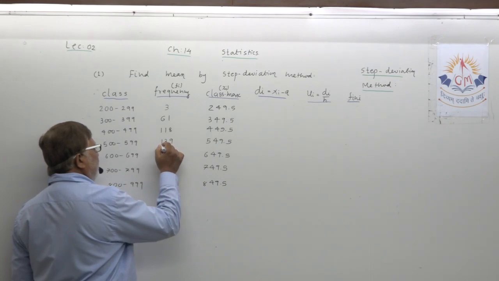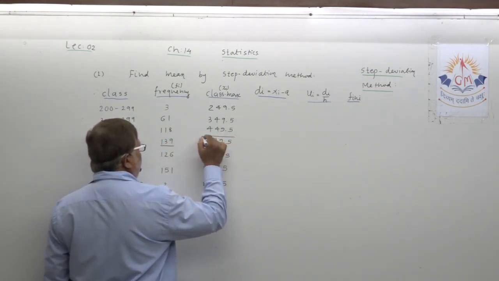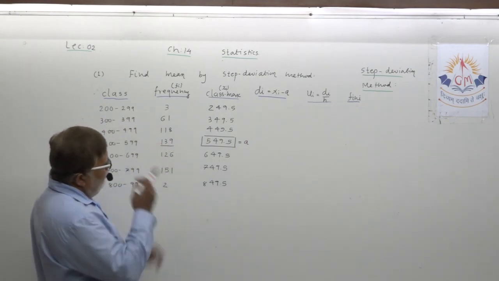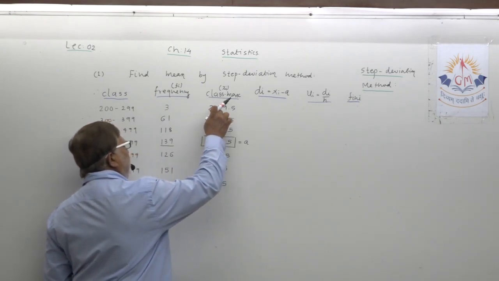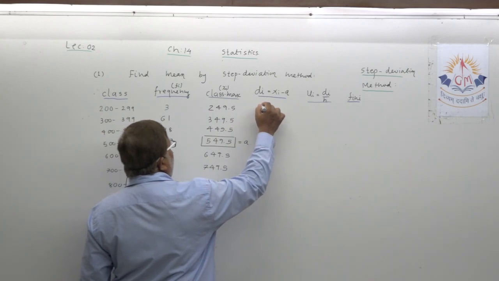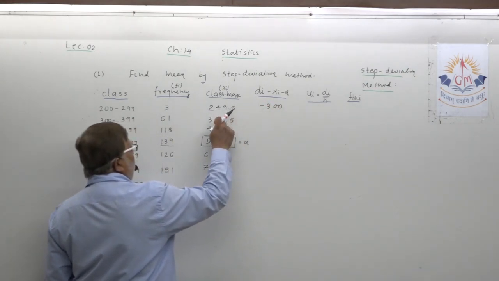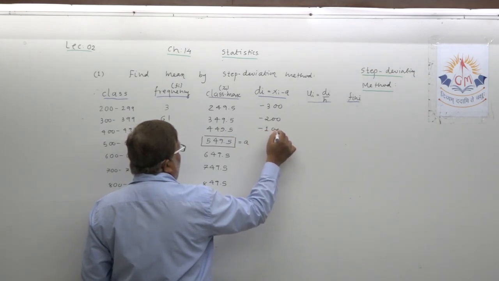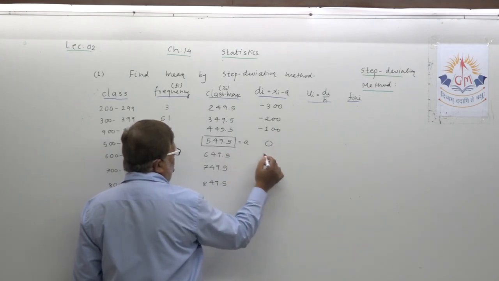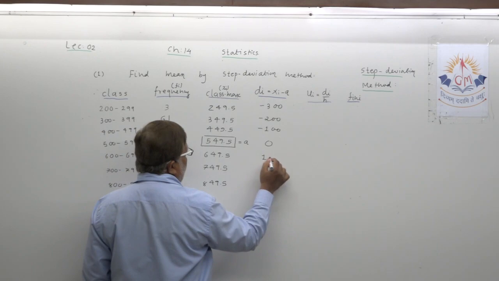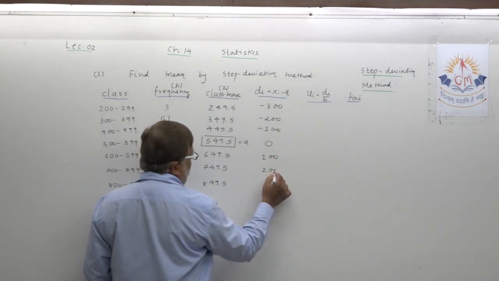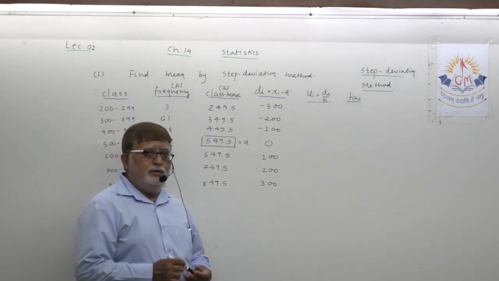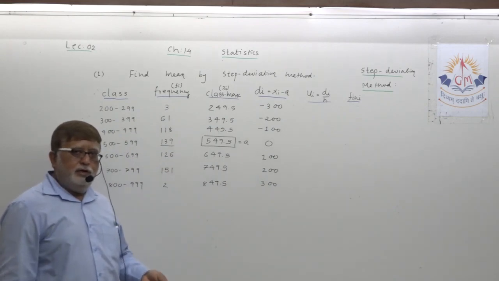Okay, so you can do it this way also, dear student. Let me take this frequency which is in the middle, and I am targeting 549.5 as A. Then you just go on subtracting: xi minus A gives minus 300, minus 200, minus 100, 0, and then 100. As I explained in the first example, in DI you will get a regular gap of 100 because the class height is 100.